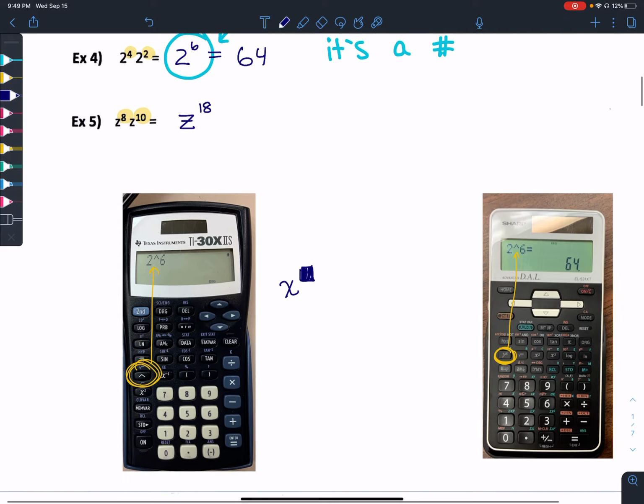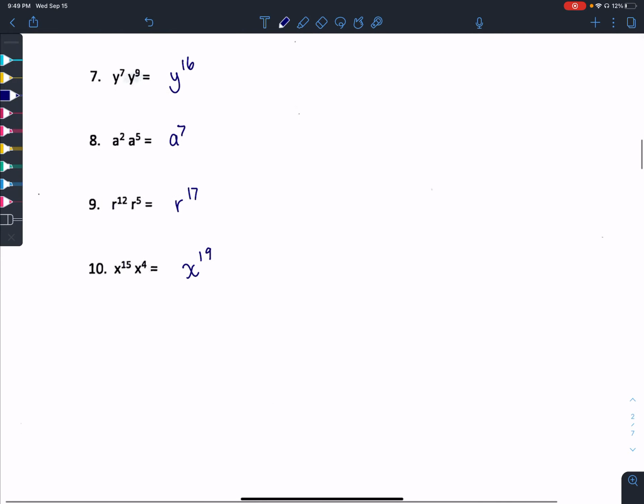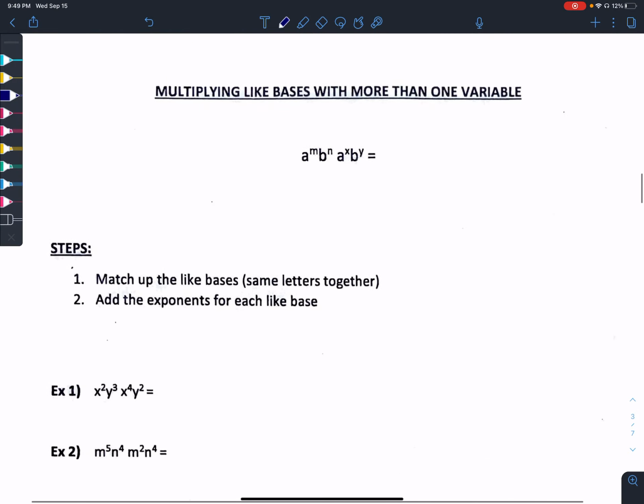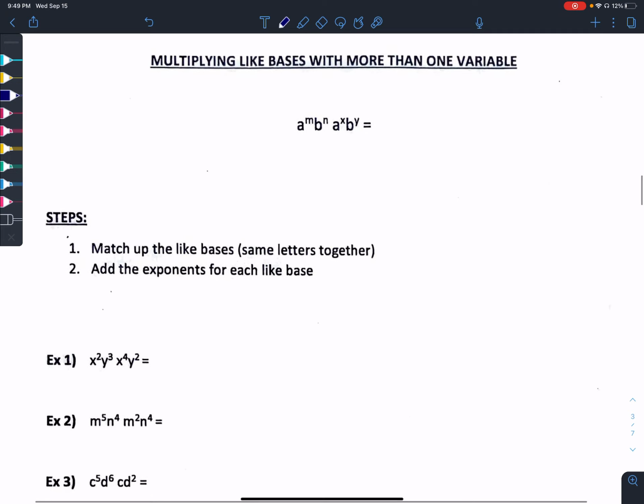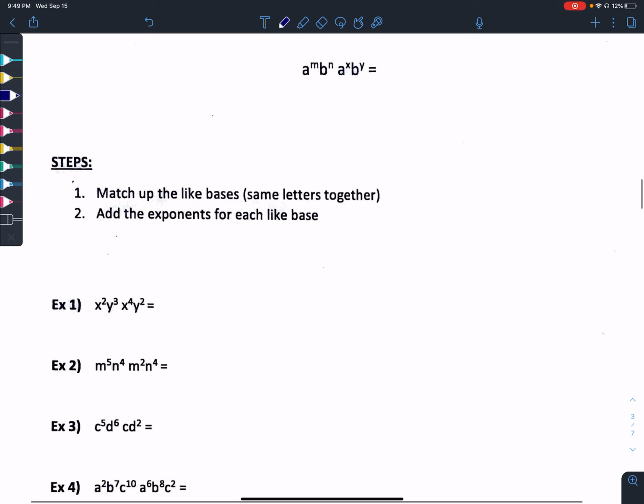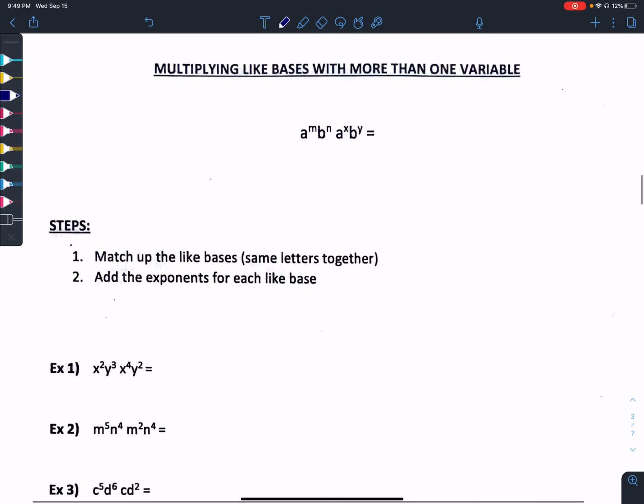So now we're going to go into something a little bit more complicated. Here we have multiplying like bases with more than one variable. So now we have kind of a mishmash. In this case, it is very, very helpful to use a calculator. Our first step is to match up the like bases, same letters together. So I would recommend using a highlighter.